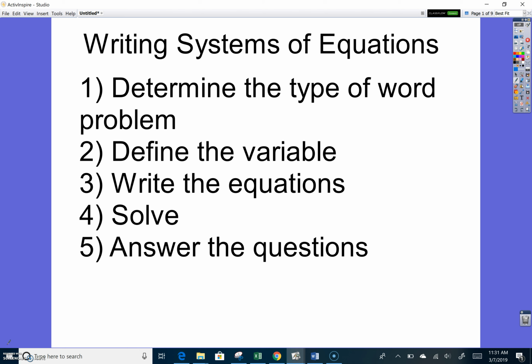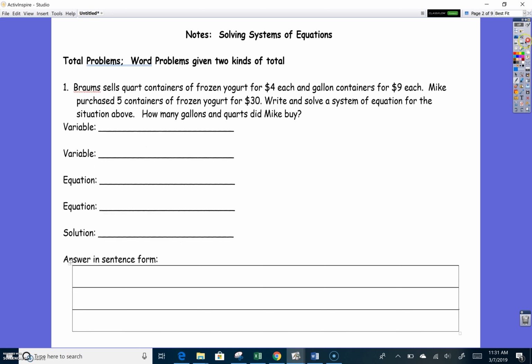Then after that, define the variable. You write the equations. You solve it using the Inspire, and then answer the question. Okay, the first kind of problem, I call it the total problem, because there are 2 kinds of totals. I'm going to give you an example, okay?